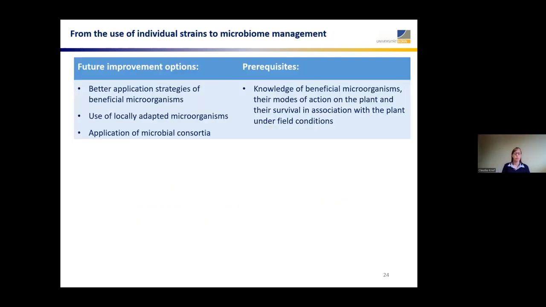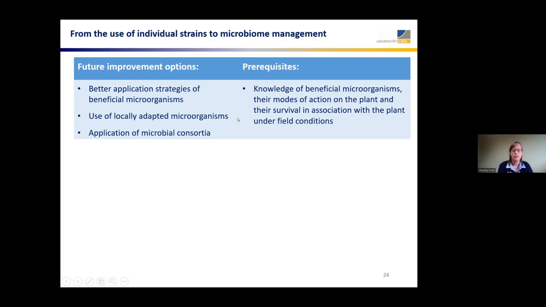But what does it need to improve? On the one hand, we may think about better application strategies. So strategies to improve the survival, the competitiveness of the microbes we apply. We may also think about using more locally adapted microorganisms. For many chemicals, it doesn't matter if you apply them in the tropics or in temperate regions. If they are temperature stable, they perform. Microbes may be a little bit more sensitive, and we may think about using microbes here in this region that are somewhat different from the microbes we use in other regions. Likewise, as we do with the crops. We have specifically locally adapted crops that we use.